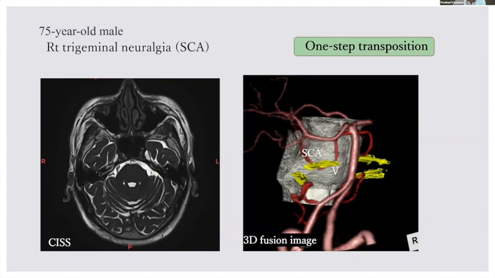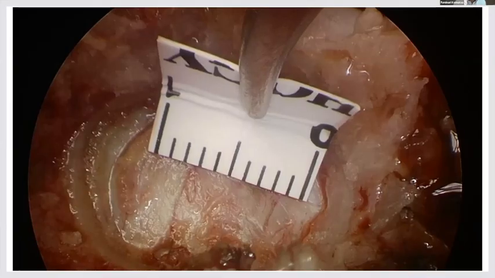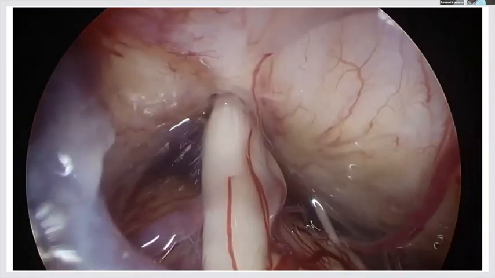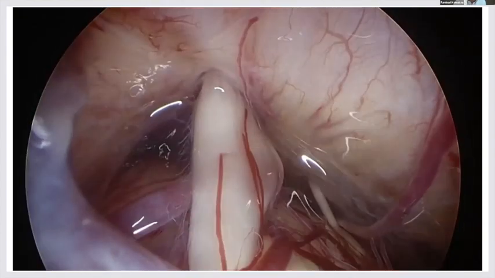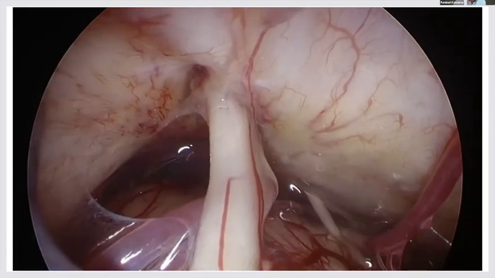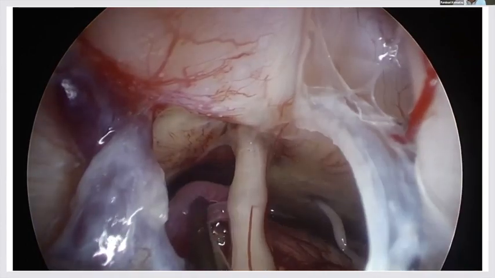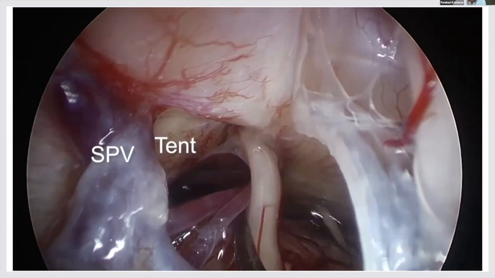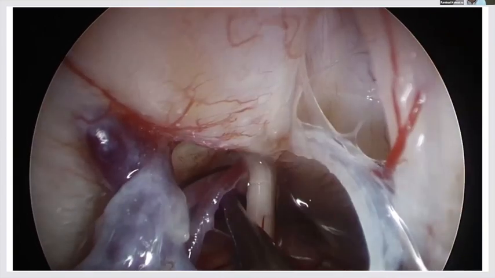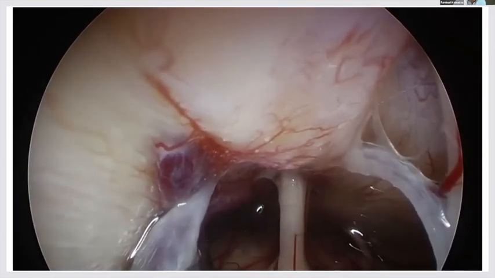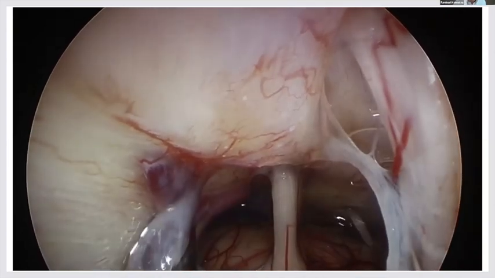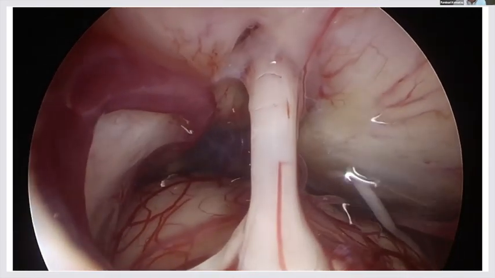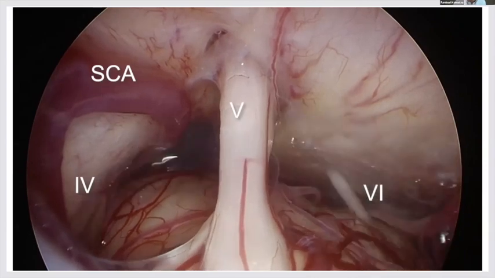Here is another case of the one-step transposition. Again, the SCA is the offending artery. The video is shown. And the endoscope proceeds to the trigeminal nerve. The SCA severely compressed the trigeminal nerve in this case. And the arachnoid membrane around the trigeminal nerve is opened. And then the SCA is mobilized toward the cerebral tentorium. And this offending artery is fixed just behind the petrosal vein. Fibrin glue is applied. And this is the final view of this case. The complete decompression is achieved.